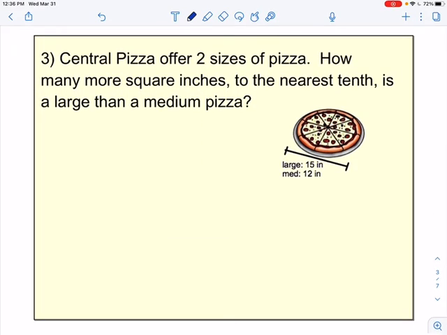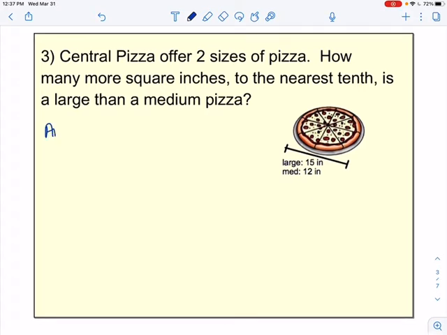Okay, so Central Pizza offers 2 sizes of pizza. How many more square inches to the nearest 10th is the large than the medium? Okay, so what we're going to do here is we're going to find the area of the large and the area of the medium, and then we'll subtract them to see what the difference is. Again, difference means subtract.